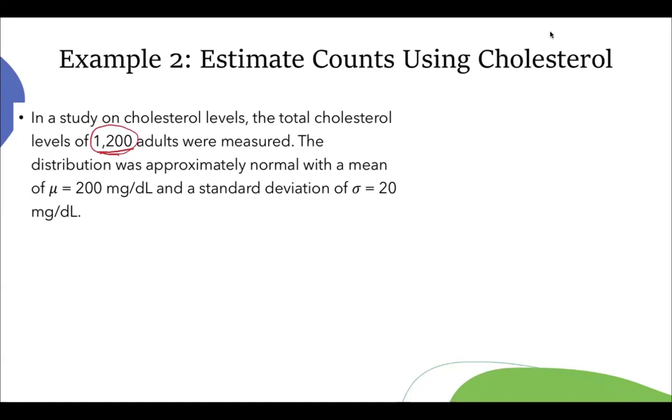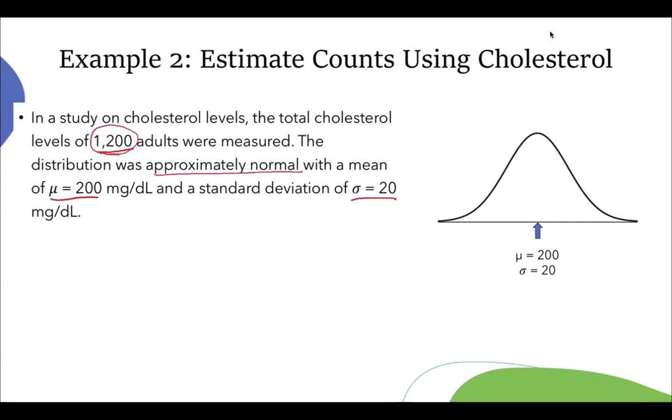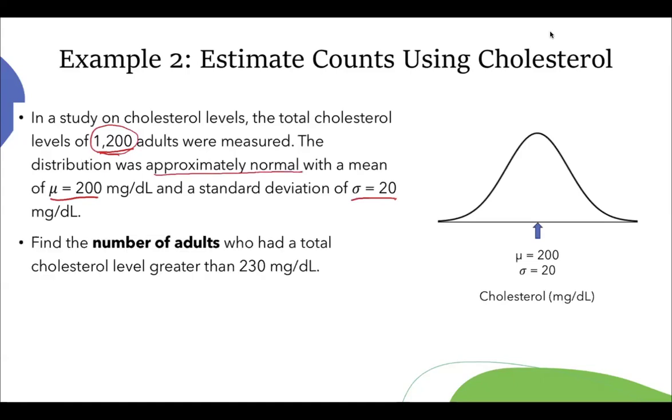So we have the cholesterol levels of 1,200 adults. The distribution was approximately normal. The mean 200, standard deviation 20. Okay, so in our center, we have 200 and standard deviation 20. Find the number of adults who had total cholesterol level greater than 230. So this time we're working on the right side of the curve. Greater than 230 is going to shade in the area towards positive infinity.